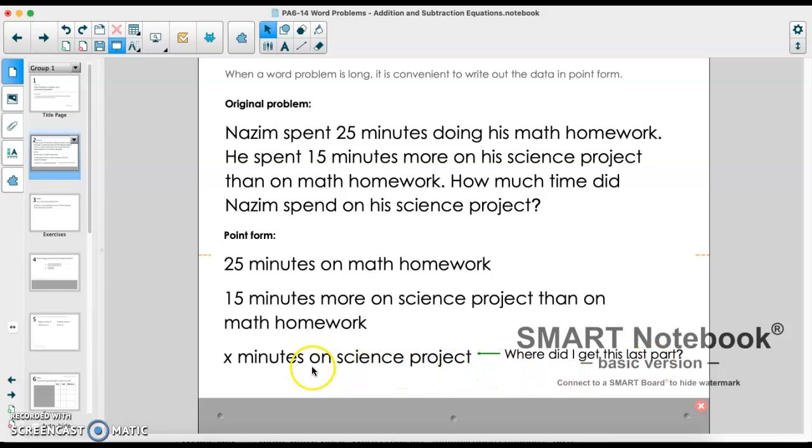Well, that's what we have to sort of figure out. That's sort of the answer to the problem that we have to find here. How much time did Nazem spend on his science project? And then what you can do is just use addition or subtraction to figure this out. And in this case, this is going to be an addition question. You're going to add those two numbers together because he spends 25 minutes plus an extra 15 minutes on a science project. So that's going to give you 40 minutes, right? And so X would equal 40.